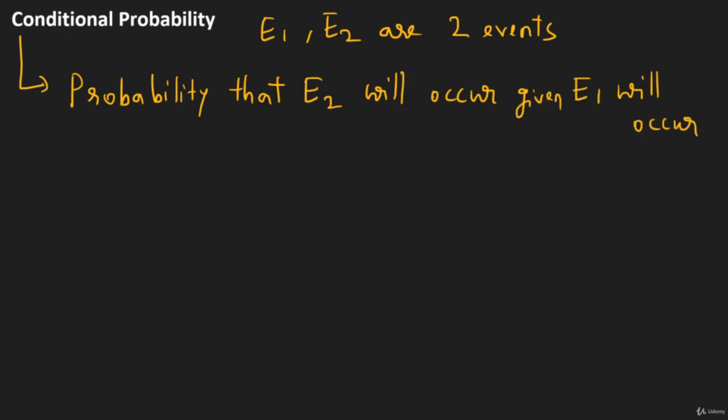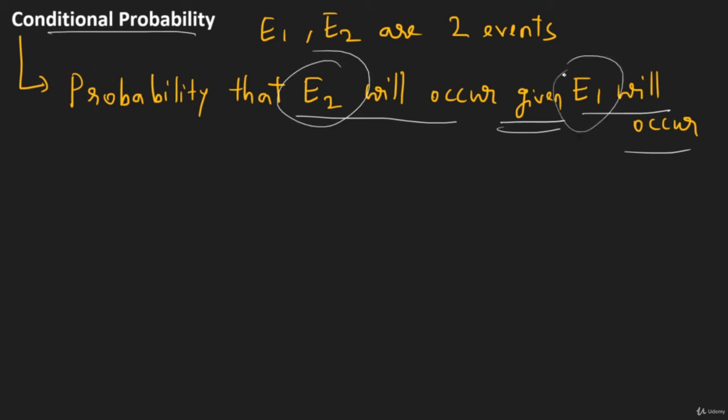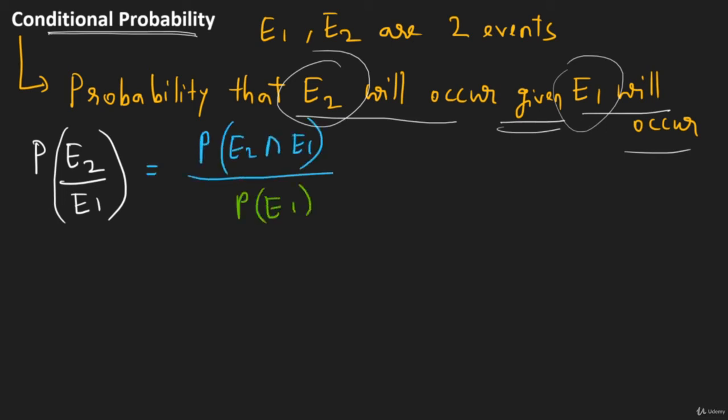In this video, let's try to understand conditional probability. Say E1 and E2 are two events, and say you want to find the probability that E2 will occur given E1 occurs. This type of case is called conditional probability. That is, we are trying to find the probability for E2 to occur on the condition that E1 occurs. This is denoted as P of E2 given E1, and P of E2 given E1 is equal to probability of E2 intersection E1 divided by probability of E1.